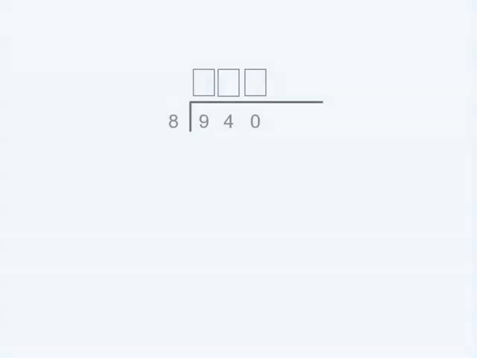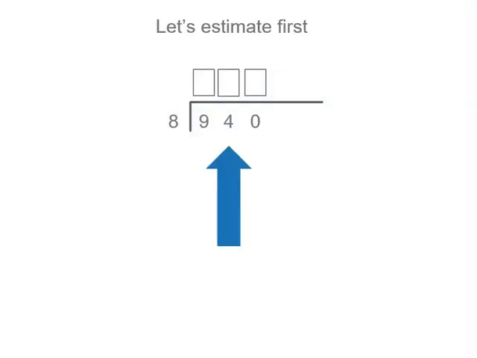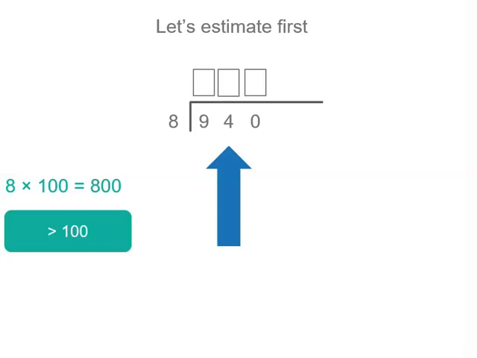Now this next problem, we're going to need to do some regrouping along the way. We've got 940 and we're going to divide that by 8. So we've got 940 to start with. I know that 8 times 100 would give me 800. So my answer needs to be greater than 100 because I've got more than 800 to start with.